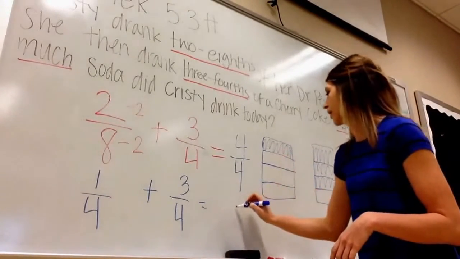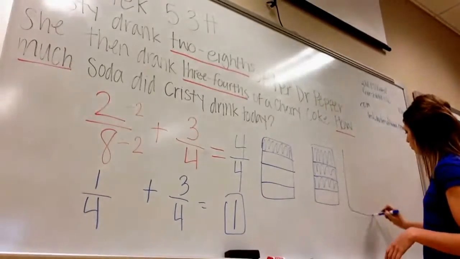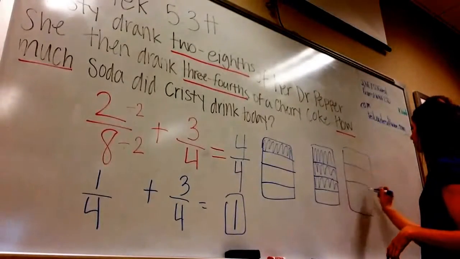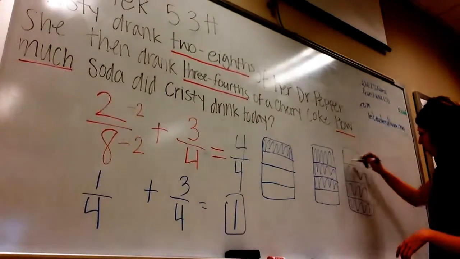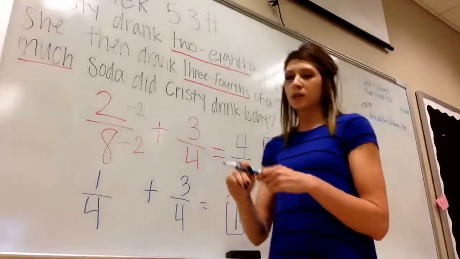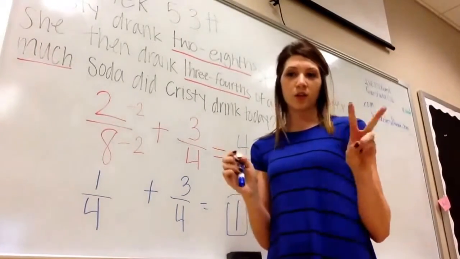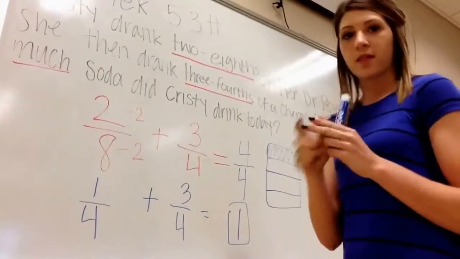And we know that 4 can divide by 4, so that would give us 1. So 1 whole, and we can show that for those visual learners. And just shade this in so that they know it was 1 whole soda. So we can say that Chrissy drank a whole soda even though she drank 2 different sodas using our linear and area model. Thank you.